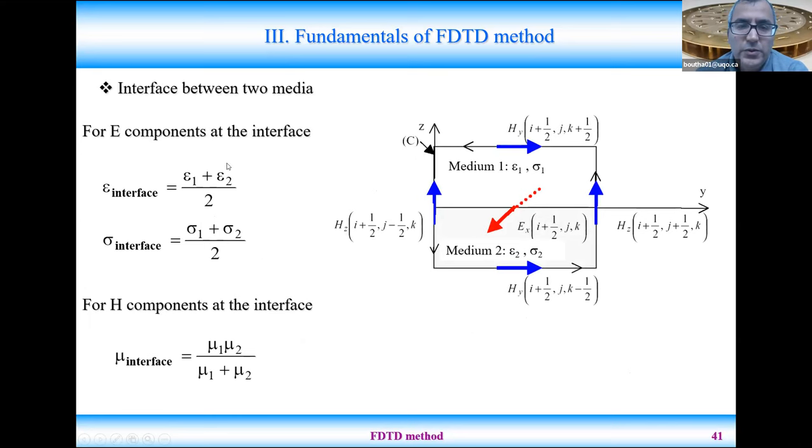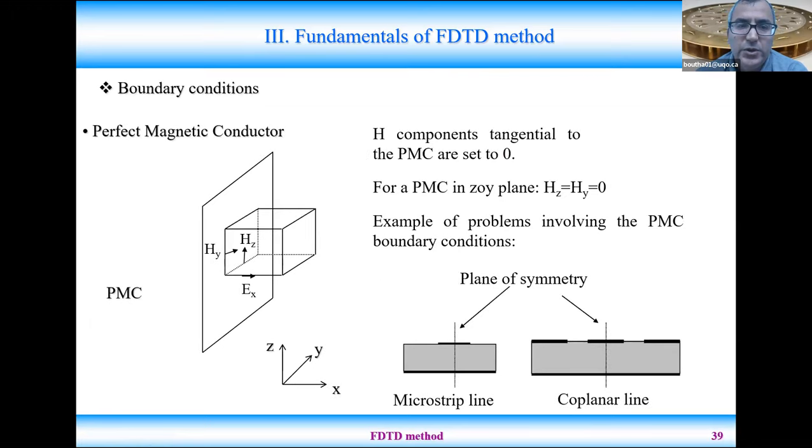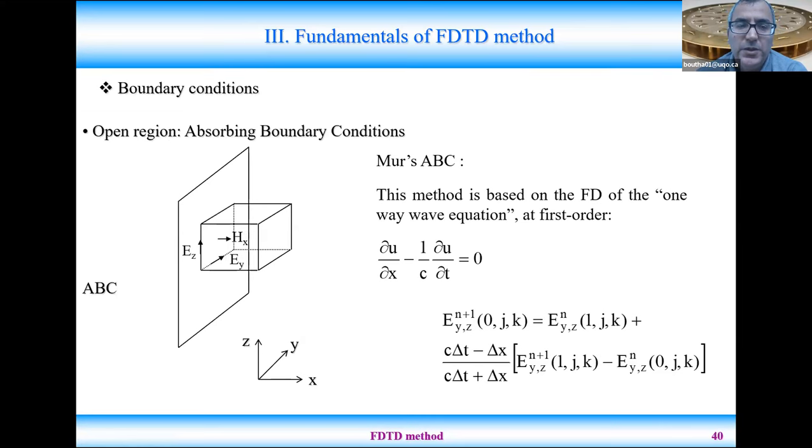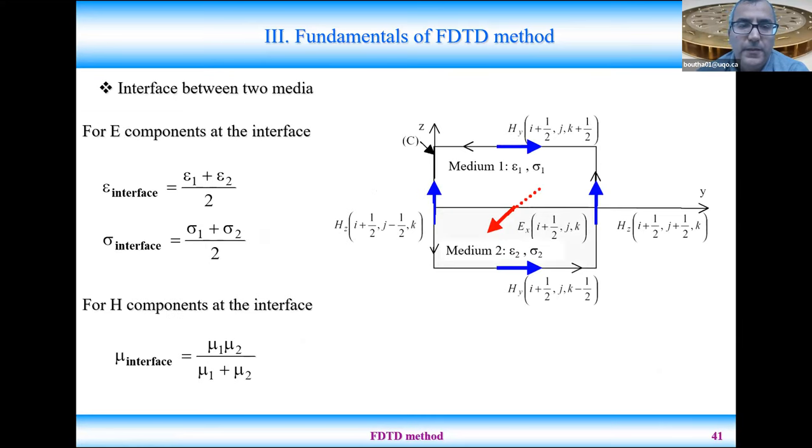We have finished with the boundary conditions for today, but next time we will talk about the PML. But now we have to talk about what happens at the interface between two media. Let's suppose we have medium one with the permittivity epsilon one and conductivity sigma one, and we have a medium two. The EX that we see here is located at the boundary. So this EX needs this HY, this HY, this HZ, and this HZ.